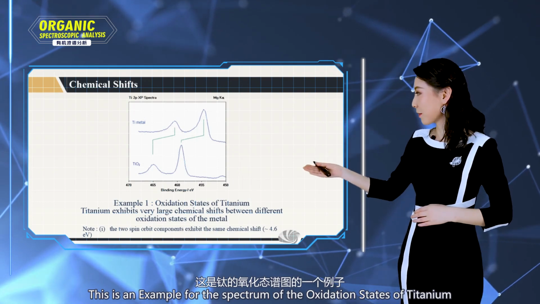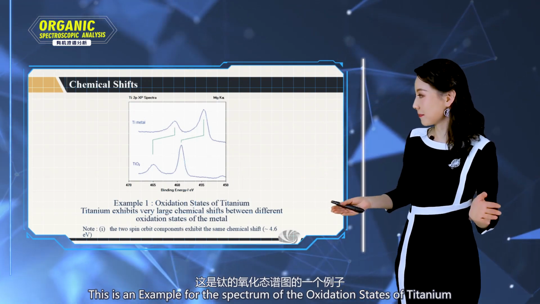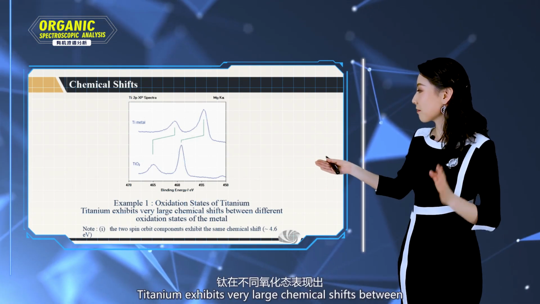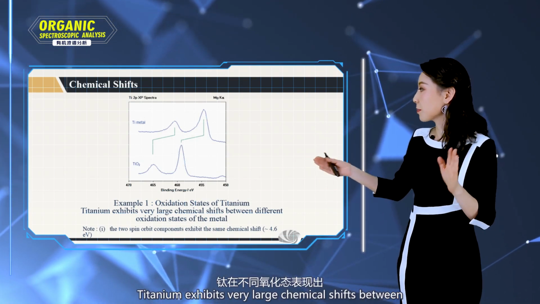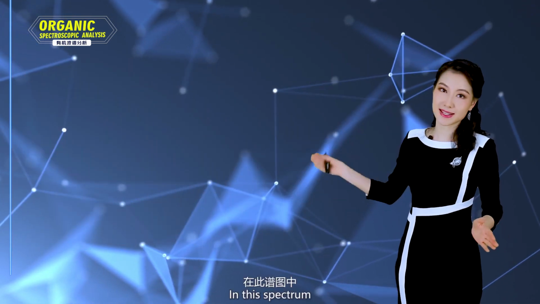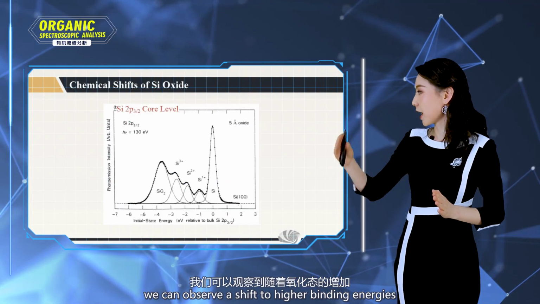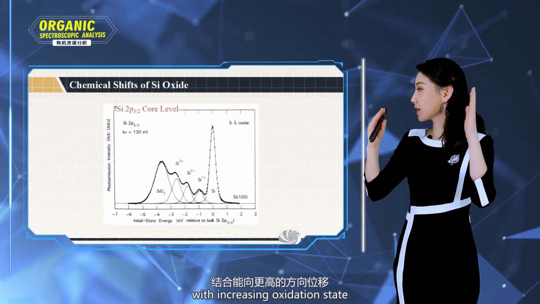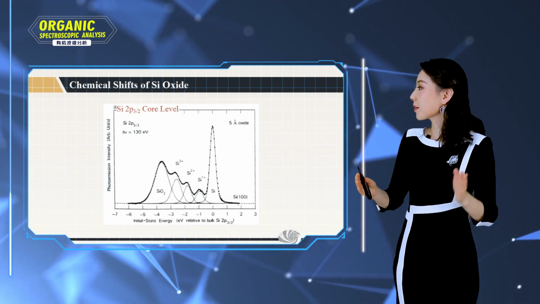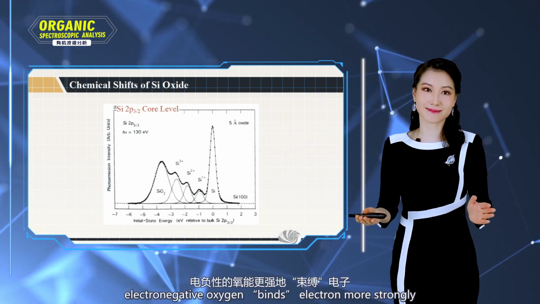This is an example of the spectrum of the oxidation state of titanium. Titanium exhibits very large chemical shifts between different oxidation states of the metal. In this spectrum, we can observe a shift to higher binding energies with increasing oxidation states. Electronegative oxygen binds the electron more strongly.